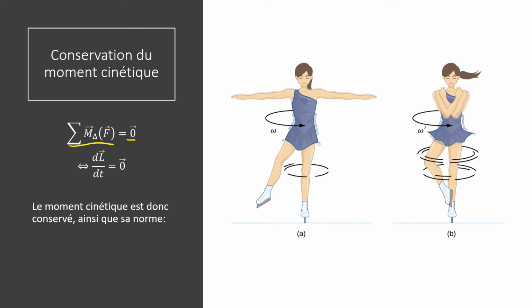You can have that in the case of an ice skater. Here there's no net torque acting on you if we neglect friction. Well, in that case we can say that the derivative of the angular momentum with respect to time is going to be equal to 0. Or another way to say this is that the angular momentum is going to be conserved in magnitude and in direction. Now what does this mean in this case?